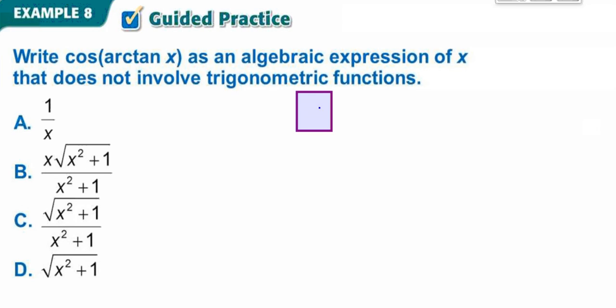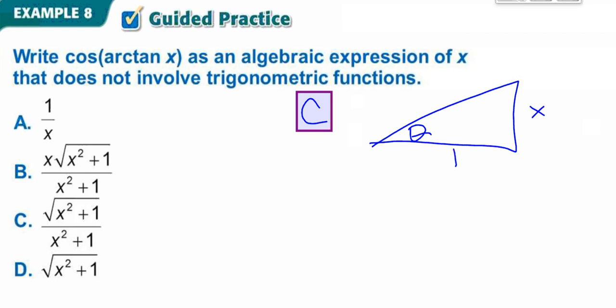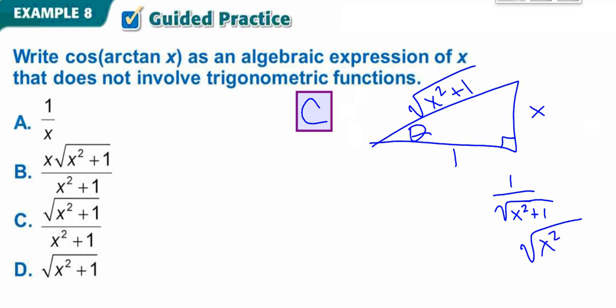C is the key. That is right. So theta is here, the arctangent of x. That means the tangent of this angle is x over 1. So this is x, the square root of x squared plus 1. And then we're finding the cosine, which is adjacent over hypotenuse, 1 over the square root of x squared plus 1. Rationalizing the denominator, we get the square root of x squared plus 1 over x squared plus 1.